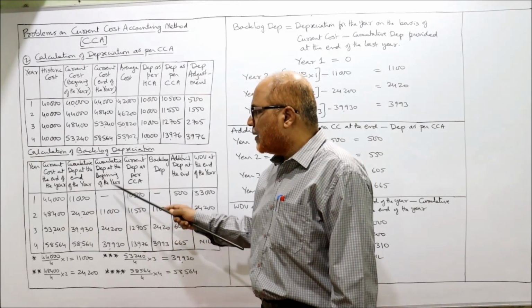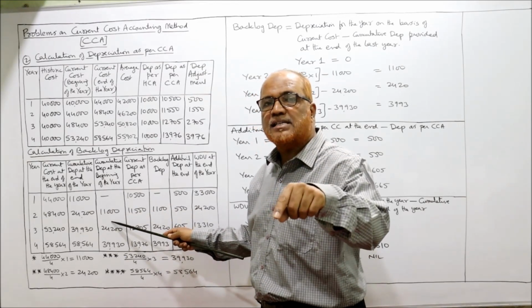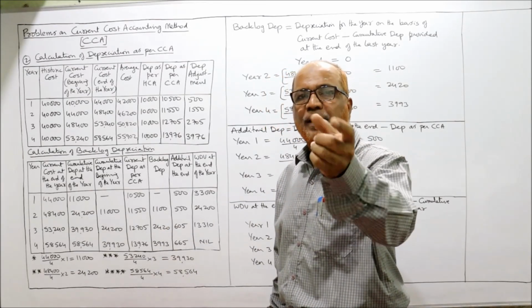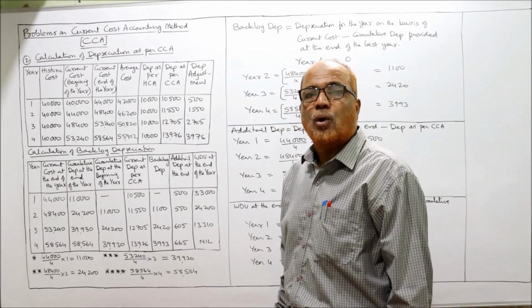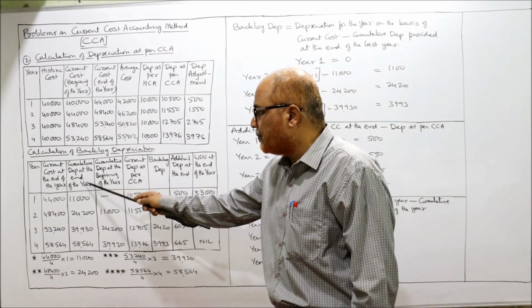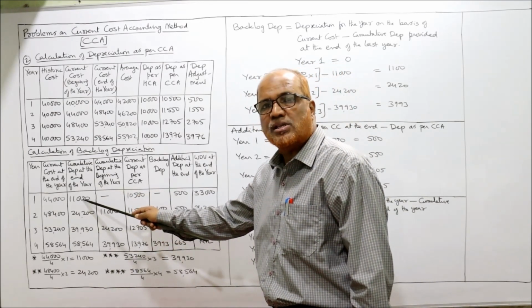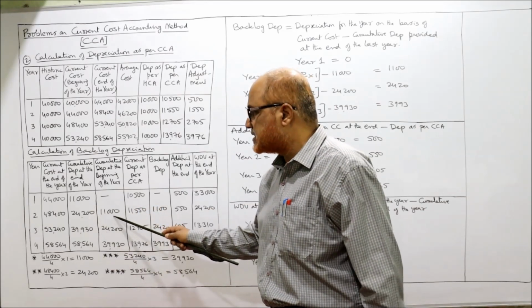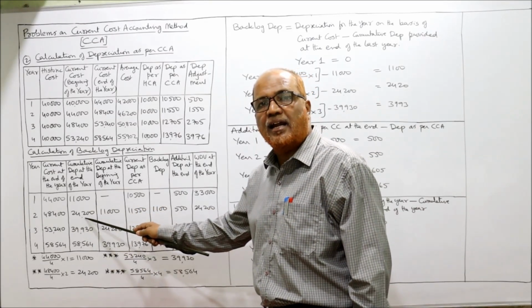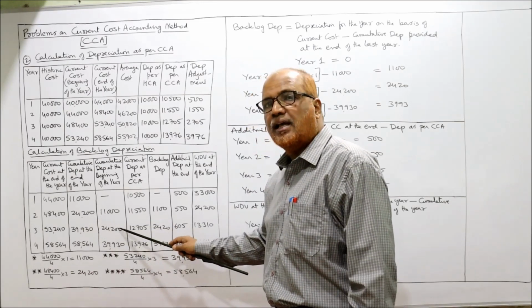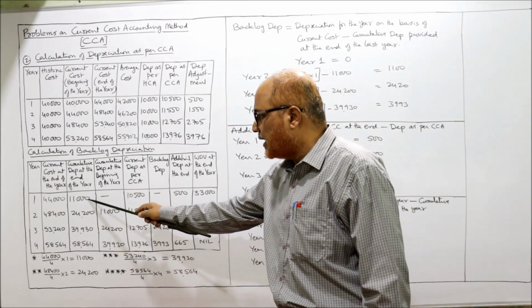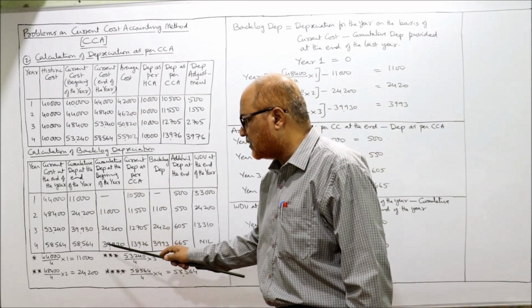Now second year. Beginning of second year is the ending of the first year. What is the ending depreciation here? 11,000. This 11,000 is the ending of the first year, so it automatically becomes the beginning of the second year. Then second year end will become third year beginning. Third year end will become fourth year beginning. Same depreciation: 11,000, 24,200, 39,930.